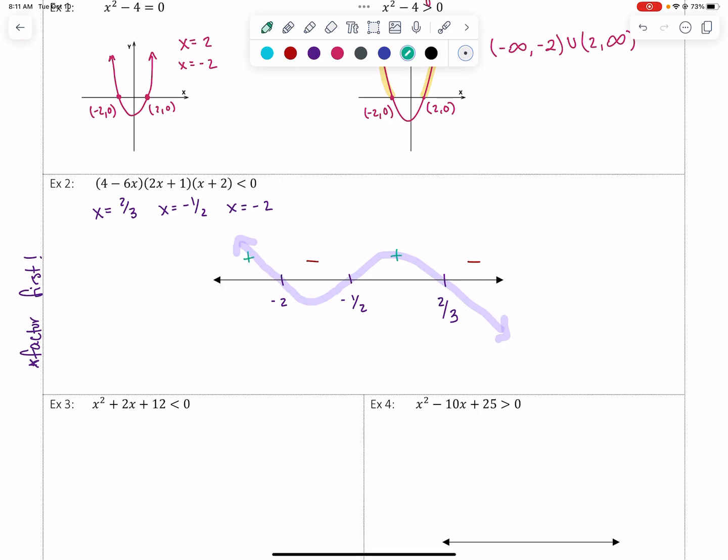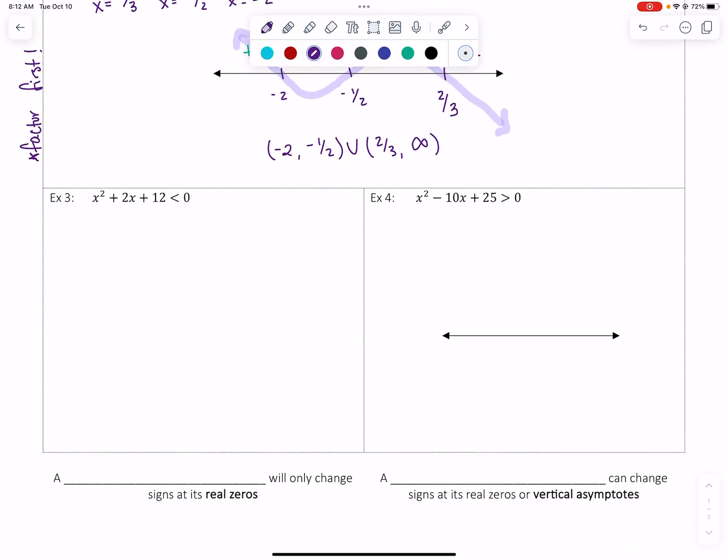So then I have to ask myself, I'm looking for it to be less than 0, aka I'm looking for the negative sections of it. So my answer to this is going to be parentheses, because it's also not equal to, so negative 2, negative 1/2, union 2/3, infinity. All right, so again, you're drawing the sign, using what you have for your polynomials, and where it's positive and where it's negative. So we can go ahead and try these. In class, I'd have you try them on your own, but let's just see here.